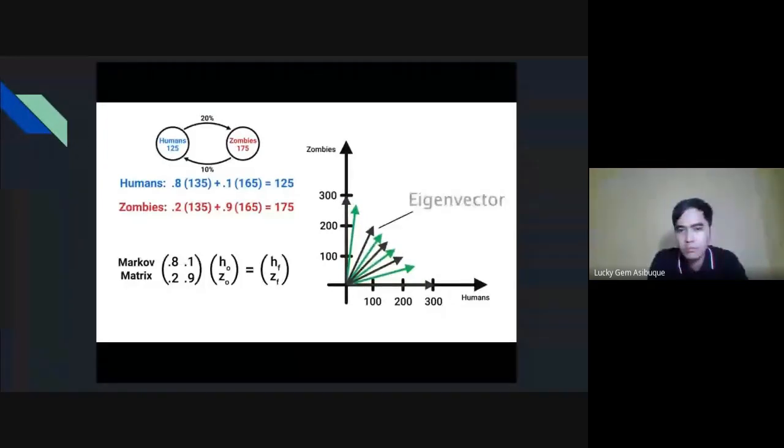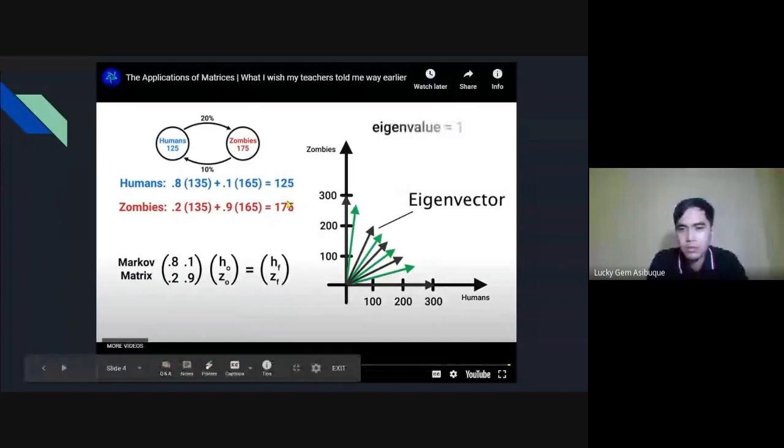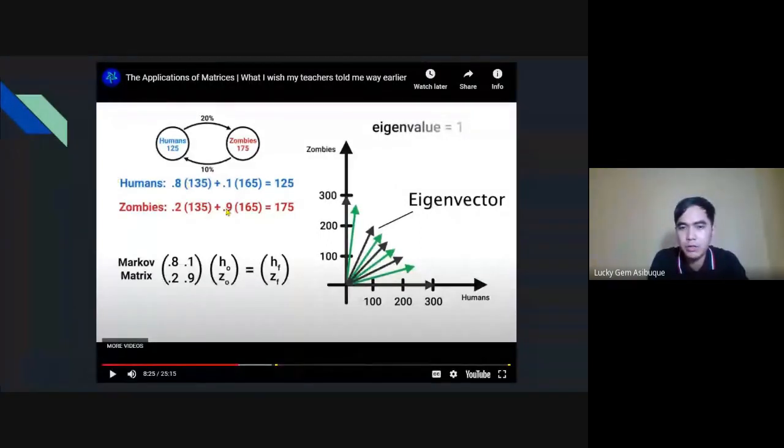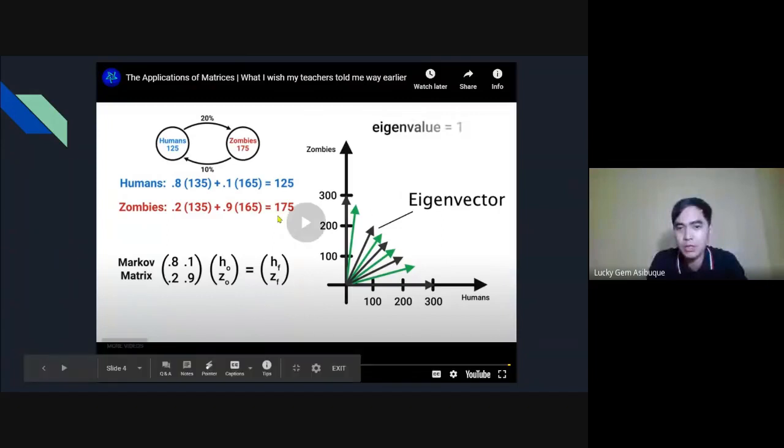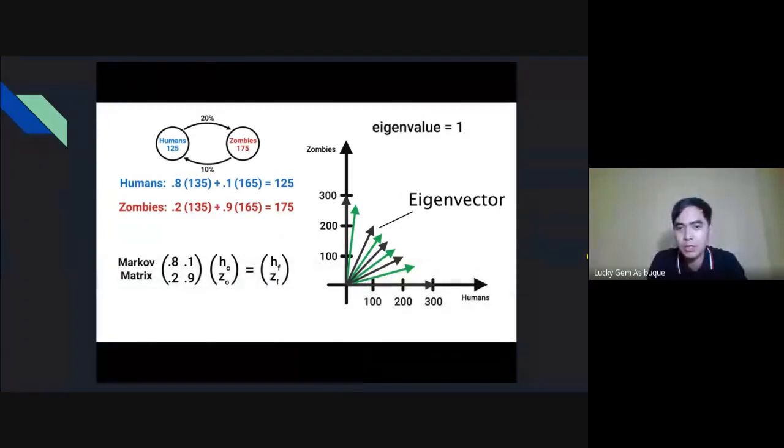The associated eigenvalue is 1 since it doesn't scale. Kasi pag inulit-ulit mo siya, halimbawa, sa first hour, second, third, fourth, lahat daw ng magiging value ng mga graph na yon ay papalapit daw dito sa tinatawag na eigenvector. Kaya hindi siya nagbabago ng direction.